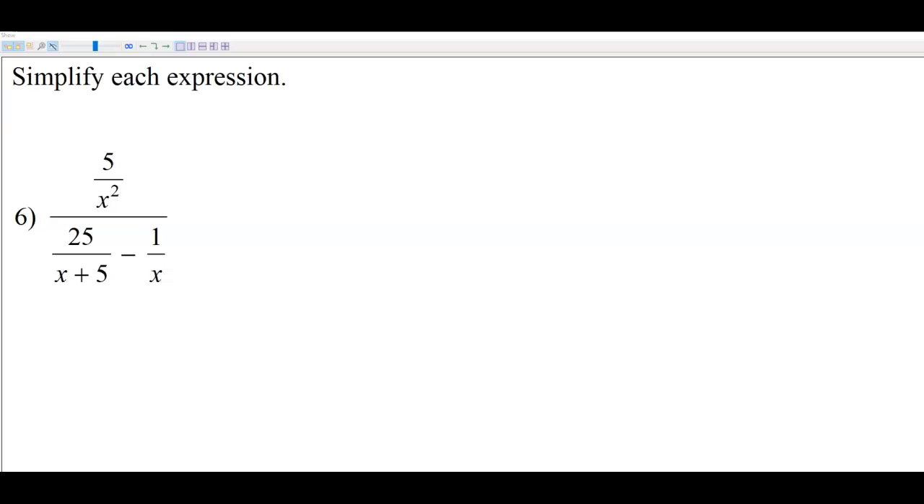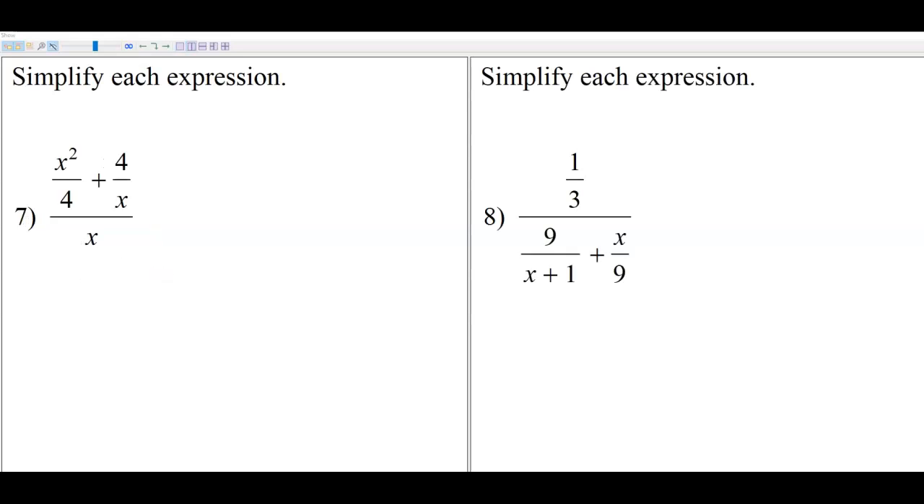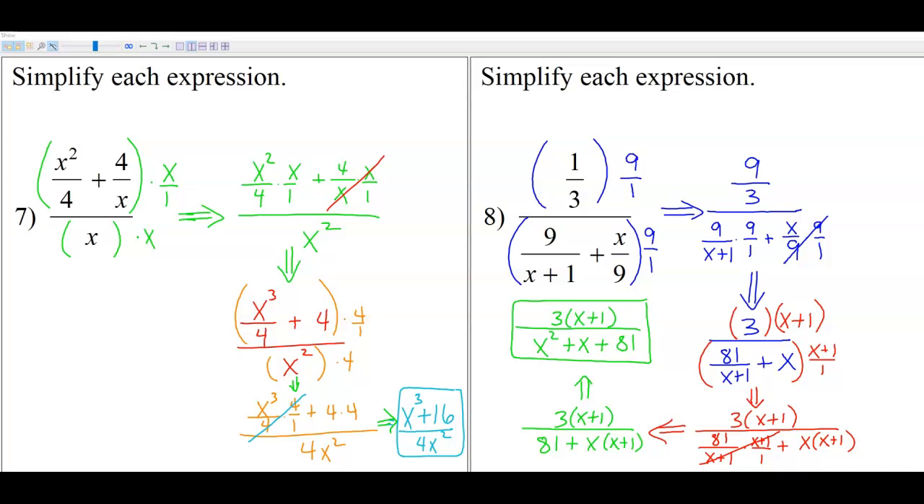Let's go ahead and get you guys some to look at. All right, so here's a couple for you guys. Go ahead and pause the video here and see how you guys do with simplifying these expressions. All right, guys, so I'll let you go ahead and study this here. The answers are in the boxes there.